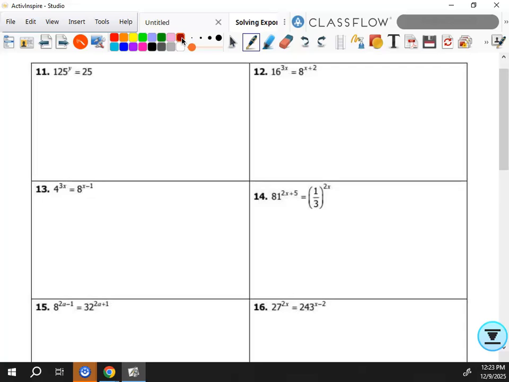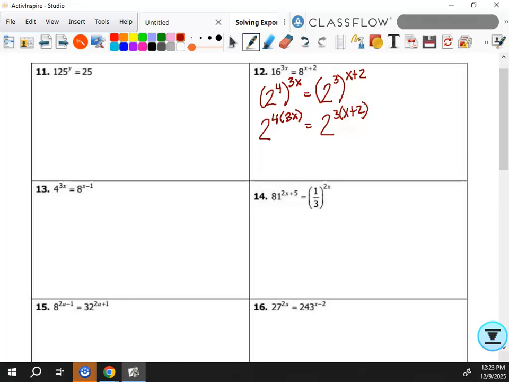2. Okay, so my 16 can become 2 to what power? The fourth. 2, 4, 8, 16. So 2 to the fourth to the 3x power equals 2 to the what? Third to the x plus 2 power. So that means I'd have 2 to the fourth times 3x and 2 to the third times x plus 2.